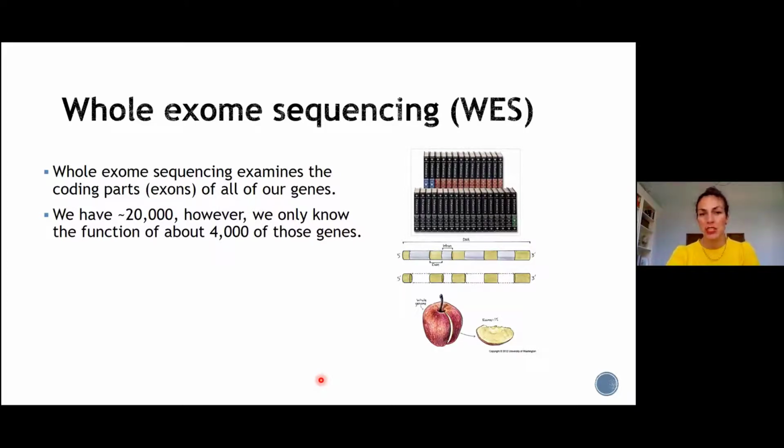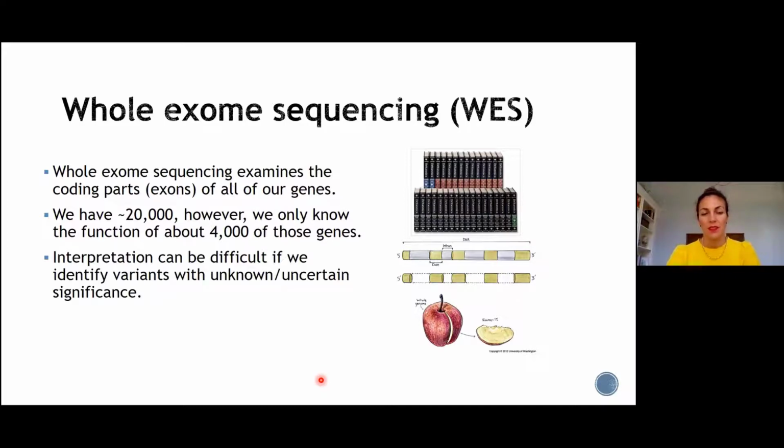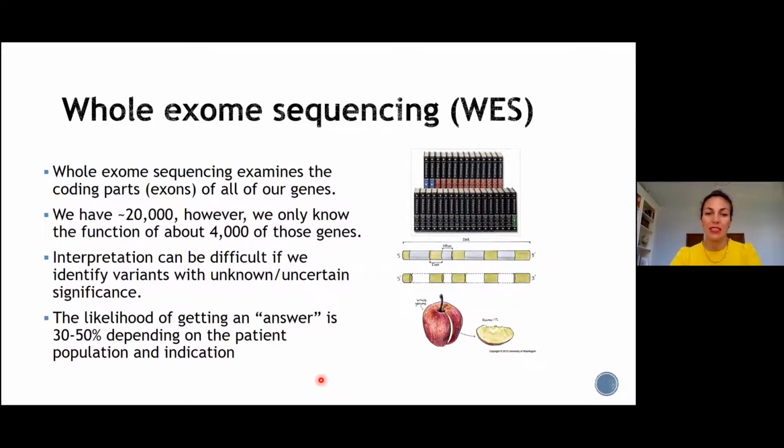However, we only know the function of about 4,000 of those genes. And so when we're doing whole exome sequencing, we're looking for changes in all 20,000 genes, but we will likely find changes in other genes that we don't necessarily know how to interpret yet. So the interpretation with this can be difficult, especially if we identify variants of unknown or uncertain significance. However, the likelihood of getting an answer or a diagnosis in a child or an individual where we suspect a genetic condition is around 30 to 50%, depending on the patient population and the indication. So for example, if we were to see a child in clinic and we were to order this, the likelihood of us getting a diagnosis is about 30%.